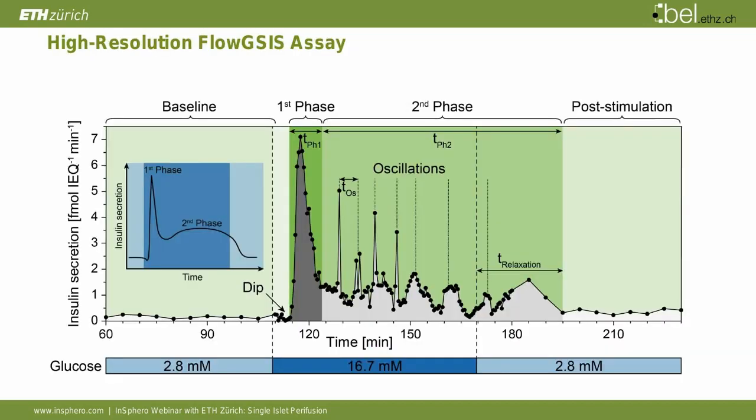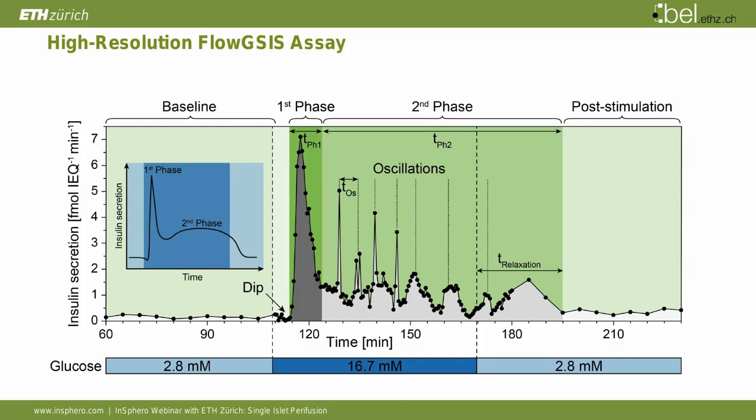So now we have this setup which enables us to resolve the insulin release footprint of a single islet microtissue. You can see at the bottom the stimulation protocol. So we switch from low glucose to high glucose and then back to low glucose. And we can now subdivide the curve into different phases. So we have a baseline, then we enter a sharp dip right after the stimulation. Then we enter the first phase of insulin release. Then we see a pulsatile sustained second phase, and we see a post-stimulation phase.